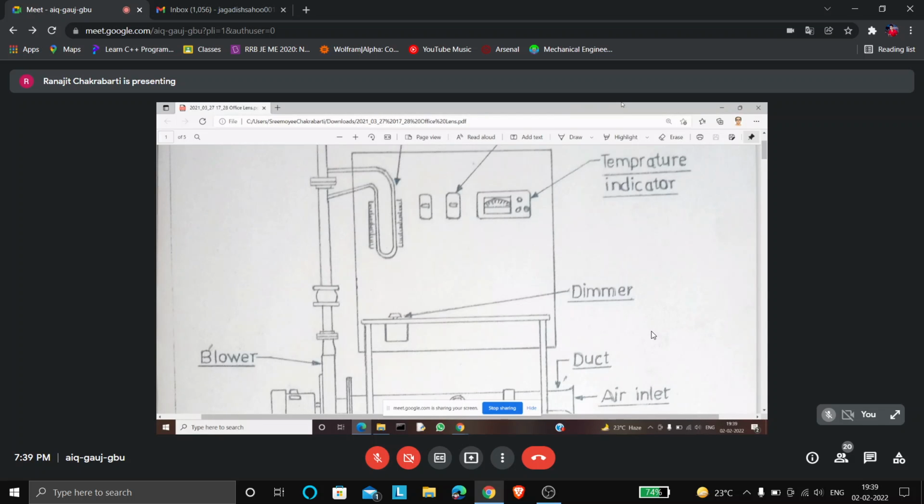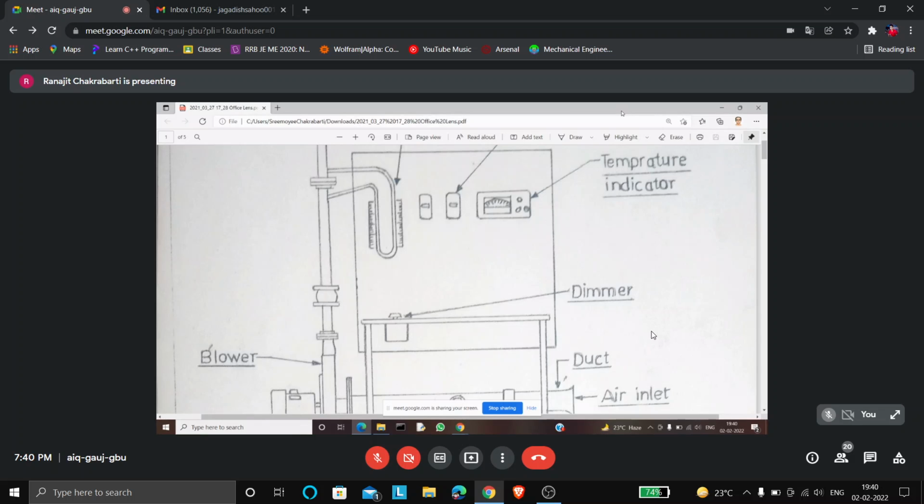So if the thermocouple calibration is done, then by recording the EMF difference between the hot junction and cold junction, we can find out the temperature difference between them. And if one junction temperature is known, suppose the cold junction temperature is known, here the atmospheric temperature, then we can find out the temperature of the hot junction. That is the temperature which we want to record.